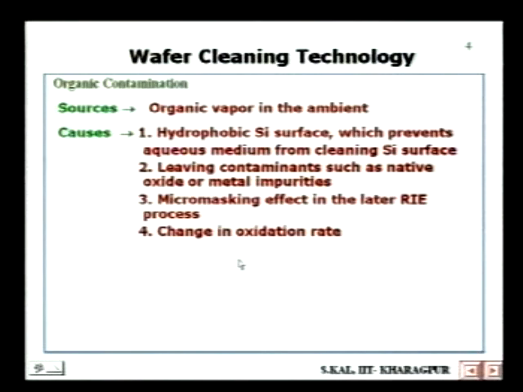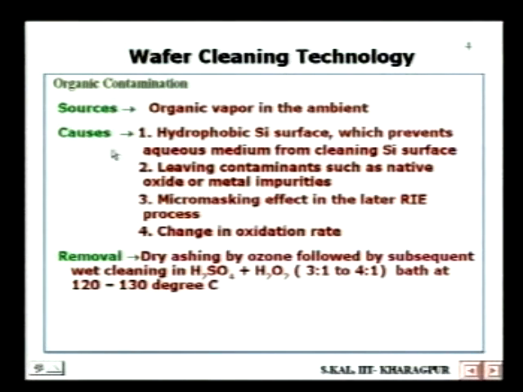Change in oxidation rate. If the surface of the silicon already contains some organic contamination patch, then they can change the oxidation rate of the silicon. Now, how to remove those organic contaminations?